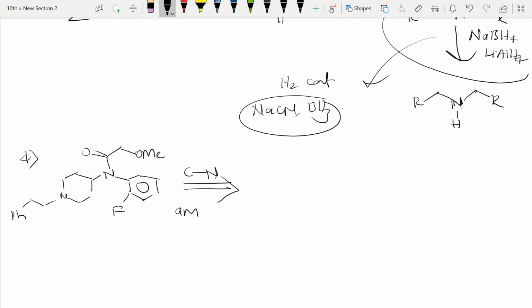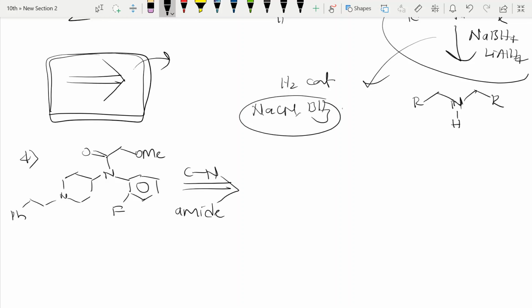So here I am doing retrosynthesis. Always you should remember, I should not tell, but it becomes mandatory for me to tell again and again. If I show this arrow, you should understand that I am talking about retrosynthesis.